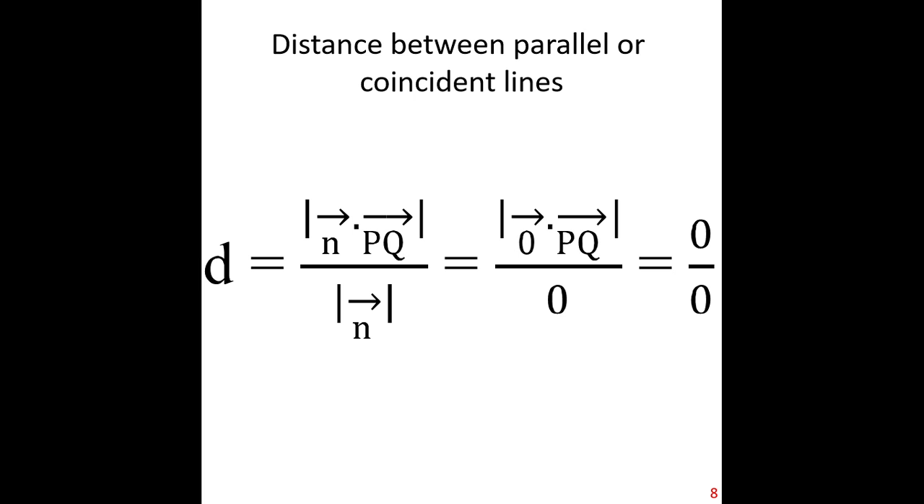Now we use formula 1 to calculate the distance d between parallel or coincident lines. As the length of vector n is 0, and the vector n is a zero vector, d equals 0 over 0, which is indeterminate. So formula 1 cannot be used for parallel or coincident lines.